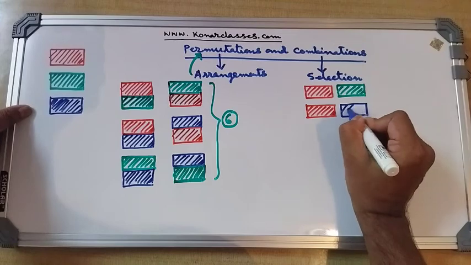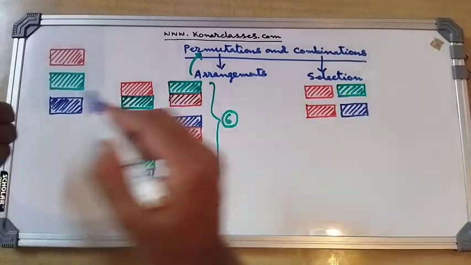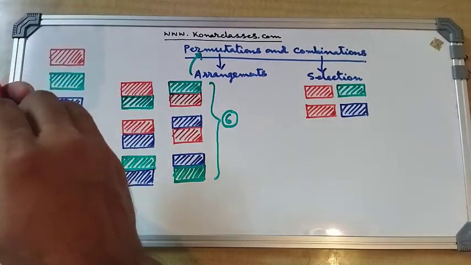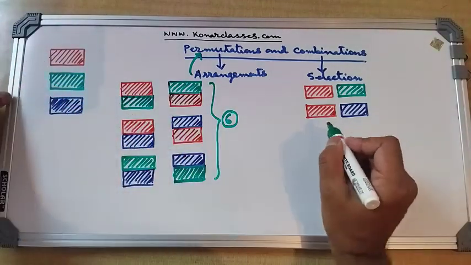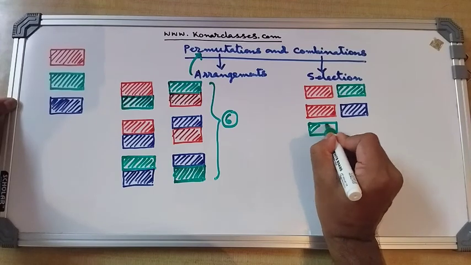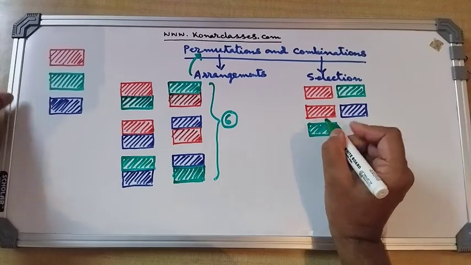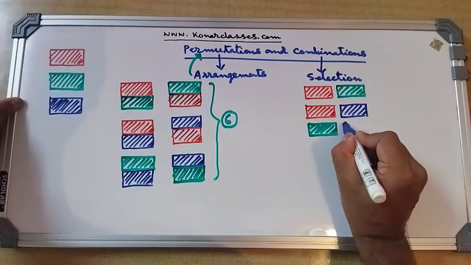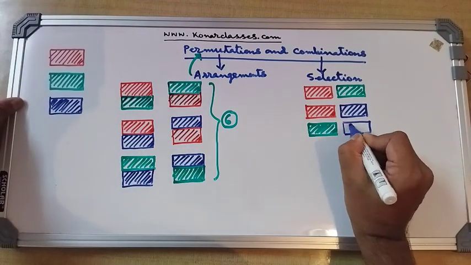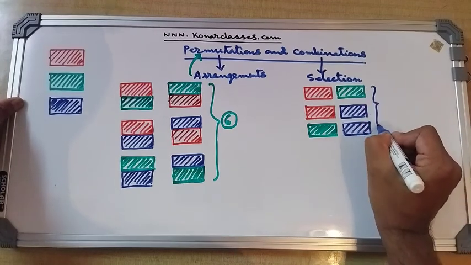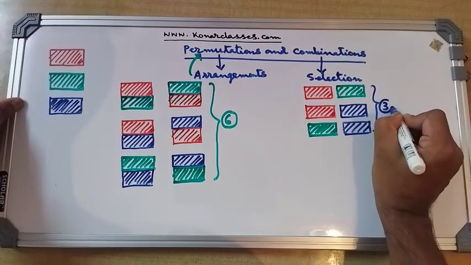Correct? Or we can have the first one as the green one. We can take the first one as green, and the second one as the blue one. So these are the 3 different ways we can make this selection possible. Correct? These are the 3 different ways.